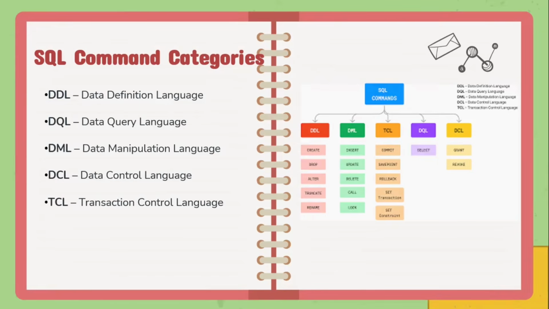And then TCL. TCL is a short form for transaction control language, which acts as a manager for all types of transactional data and transactions. Some of the commands of TCL are rollback, commit, save point, etc.